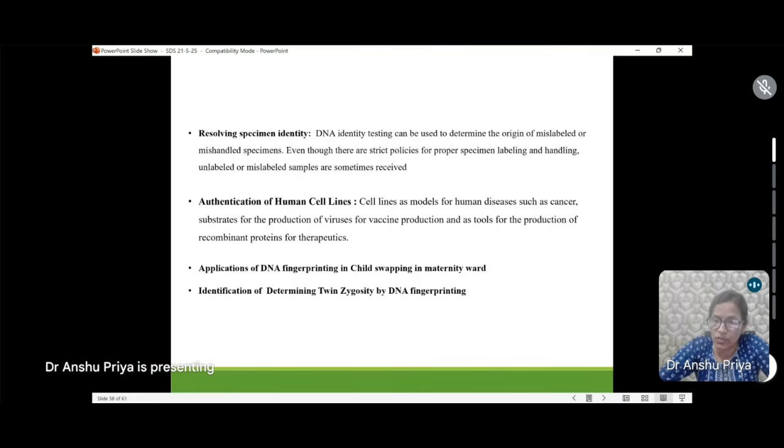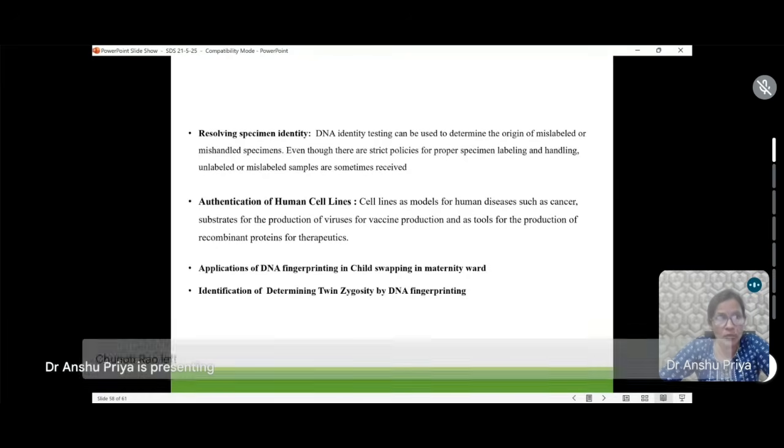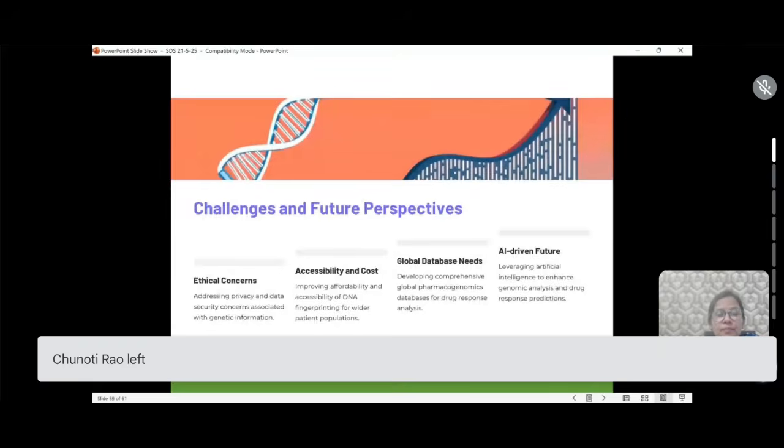And it is also useful in hospitals, where child swapping cases always happen. So DNA fingerprinting solves the child swapping case in the maternity ward. We are able to identify the twin zygosity by DNA fingerprinting, monozygotic twins or dizygotic.